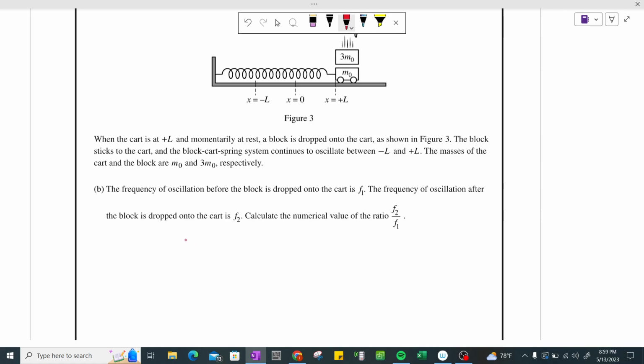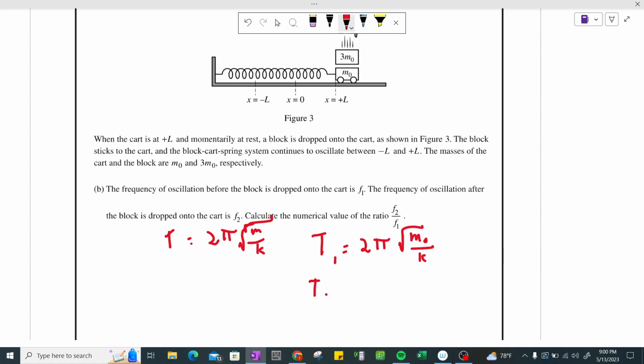So first we need to figure out the period, then we'll solve the frequency. So I know my period equals 2 pi root m over k, and that square root goes the entire way up. So I could say my initial one, we'll say T1 equals 2 pi root m naught over k. We don't know what k is, but the spring constant will be the same either way. That should not have any bearing.